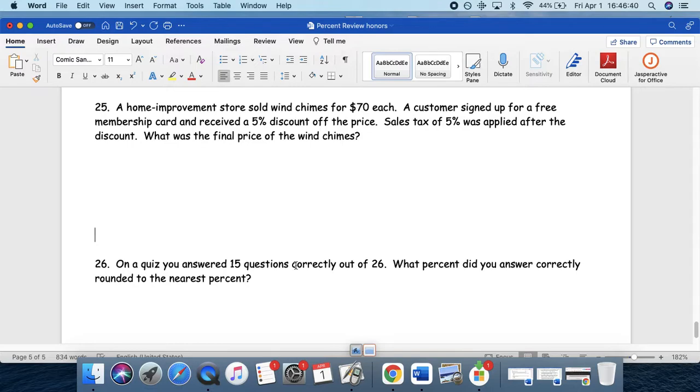A home improvement store sold wind chimes for $70 each. A customer signed up for a free membership card and got a 35% discount, and then sales tax of 5%. The 5% is applied after the discount. What's the final price of the wind chime? So again, a little bit repetitive by now.